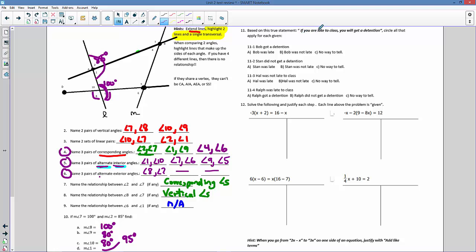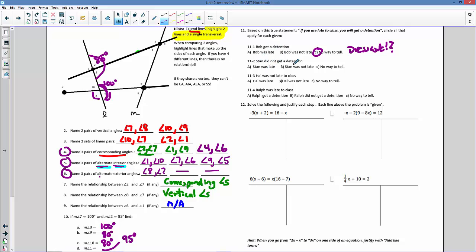Okay, based on this true statement, if you are late to class, you will get a detention. Circle all that apply. So Bob got a detention. Okay, was he late to class? I don't know. There's no way to tell. He might have gotten a detention for being late, but he might have gotten a detention for dress code, right? Could be dress code. I don't know, so I really should put a question mark there. So there's actually no way to tell.